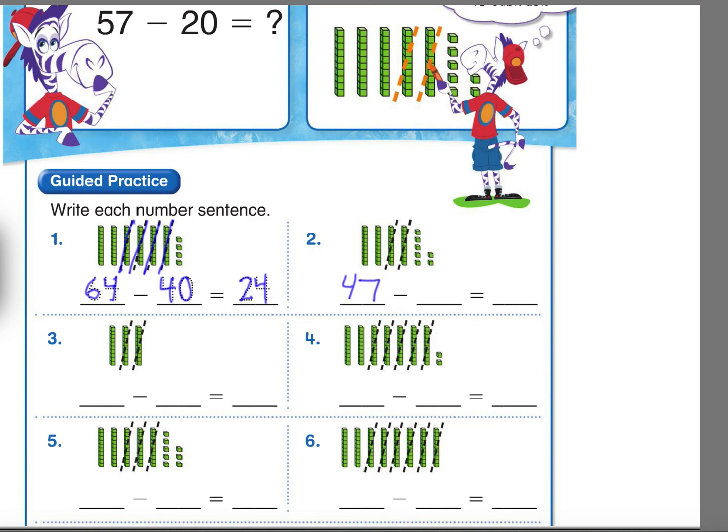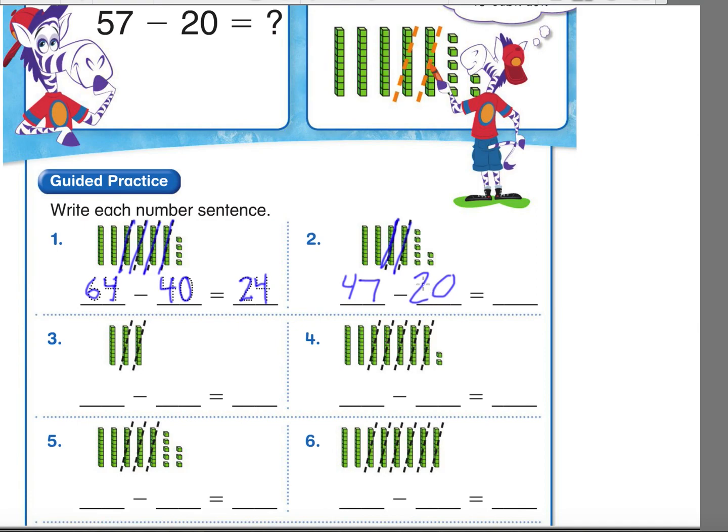Okay, so if you still need a couple more seconds, hit that space bar. But if not, let's get moving. So they want us to cross out 2 10s. So let's do that. 1, 2. And what big number does 2 10s make? 2 10s makes 20. So now our number sentence says, what is 47 minus 20?